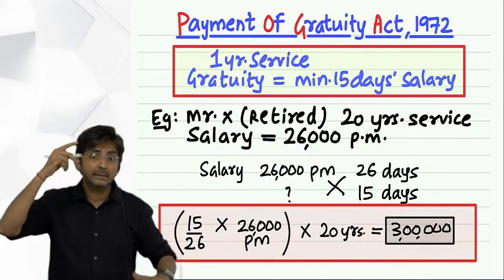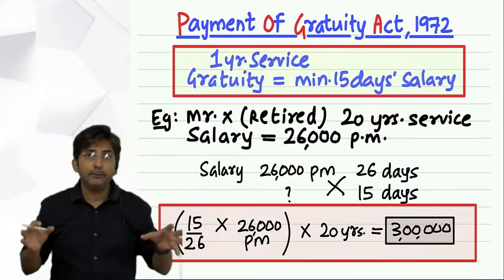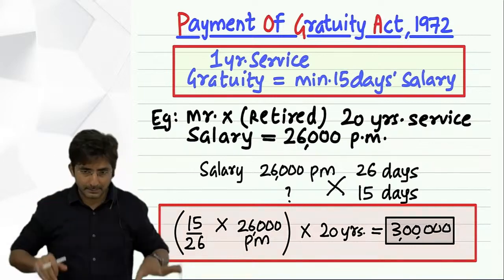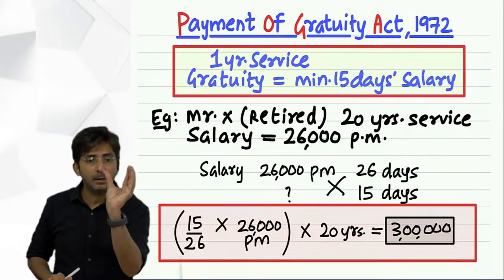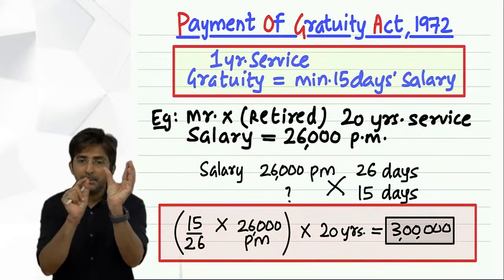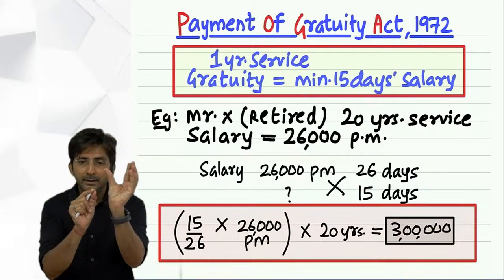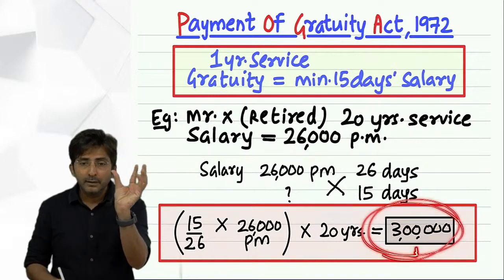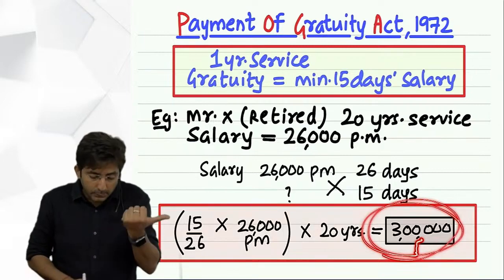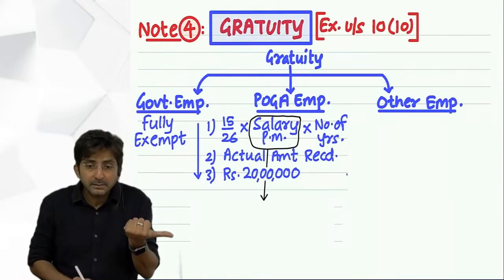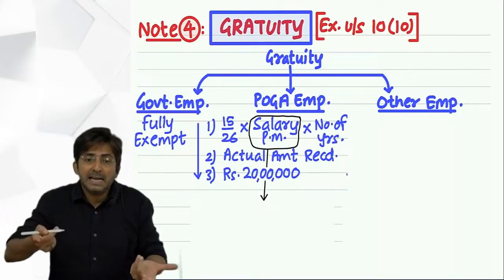Try that 13 lakhs in the form of a statement. If the employee would have got 13 lakhs, how will you present? In the statement, first 13 lakhs will come in the inner column. Then let's exempt under section 10(10). First amount is this 3 lakhs only. Third, actual amount received is 13. And there is one limit of 20 lakhs. So whichever is less, 3 lakhs.